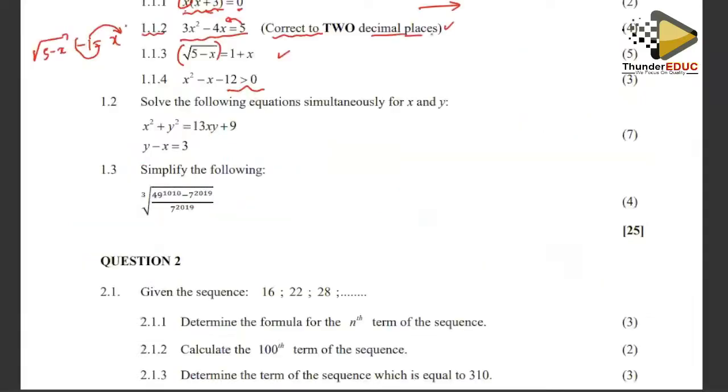All right, then we move on to 1.2. With 1.2, it's a simultaneous equation.